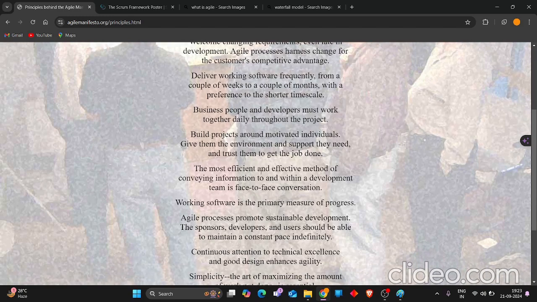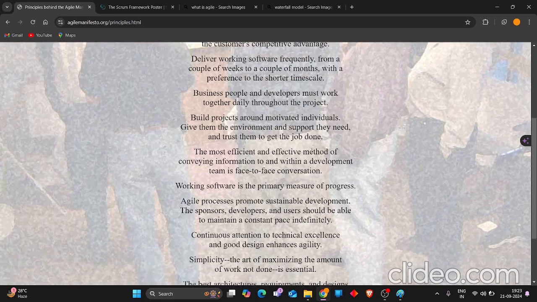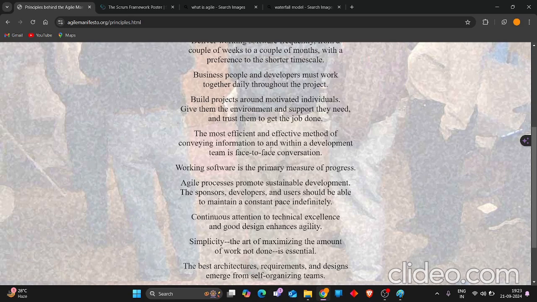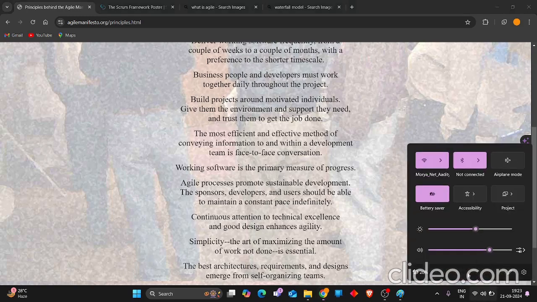The most efficient and effective method of conveying information to and within a development team is face-to-face conversation. This principle explains that we should have face-to-face meetings to discuss the important features on which we are going to work.